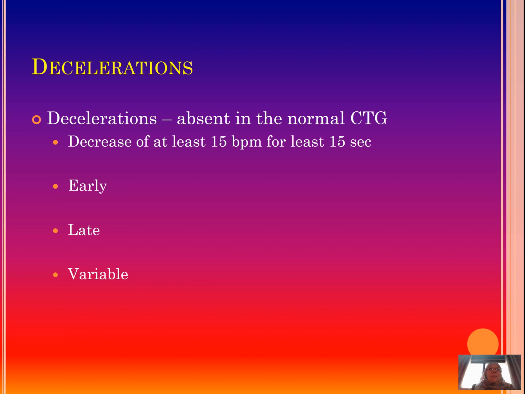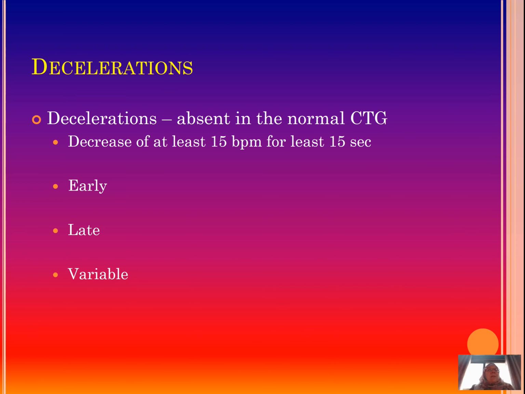Decelerations, of course, should be absent on the normal CTG. This is a decrease of 15 beats per minute for at least 15 seconds. We are only going to go over them briefly today, and we are going to look at CTGs with decelerations a little bit more in the second CTG lecture.